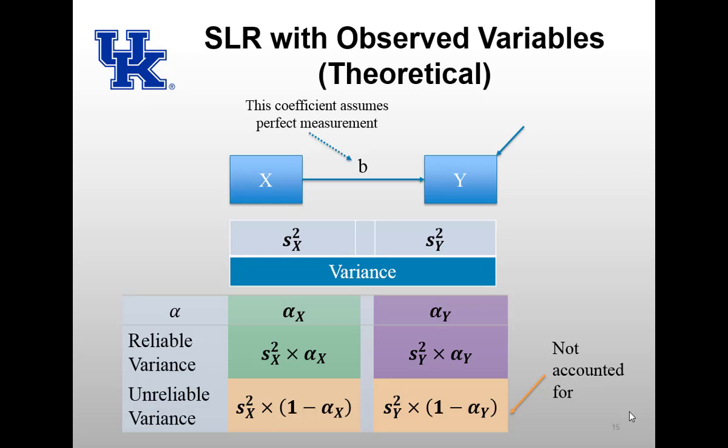We can compute an alpha for X and for Y. So if alpha is the reliability, then alpha times the observed variance will be the reliable variance. And the observed variance times 1 minus alpha will be the unreliable part, the error variance. And so the problem with this model on top is that it's not in any way accounting for this measurement error variance. It's not anywhere in that picture, so we end up with biased coefficients for B.